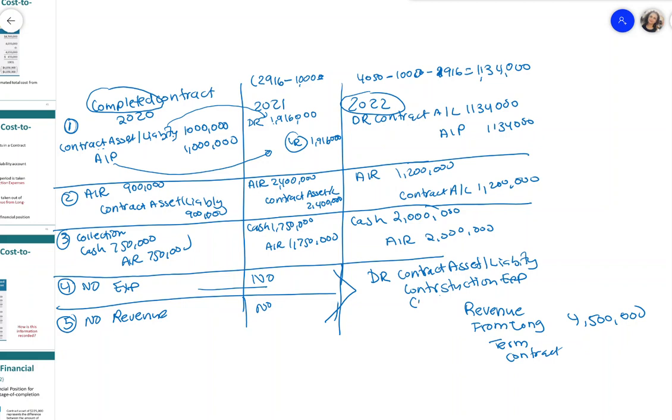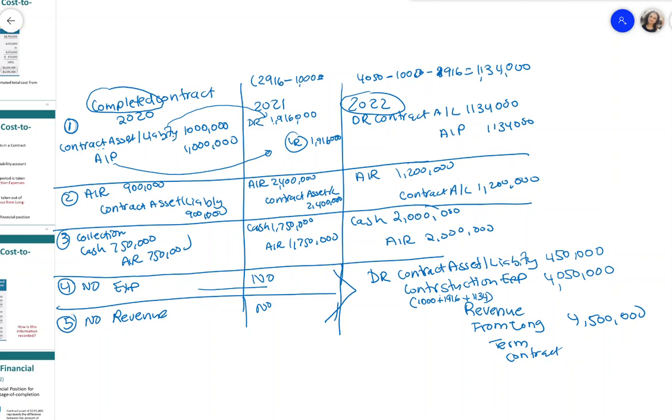In this case, the first year the cost was 1 million. The second year the cost was 1,916,000. The third year the cost was 1,134,000. So altogether we have 4.5 million. That is your construction expense, and the difference between those two is your contract asset and liability. That is your 415,000. So that's the revenue recognized at the end of the year.